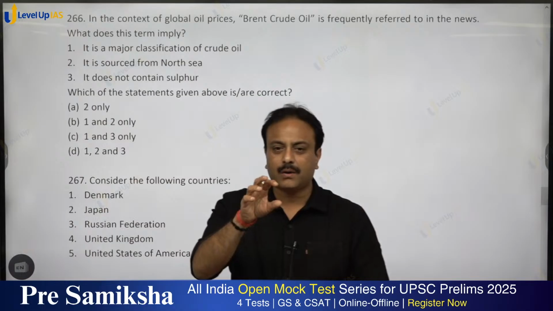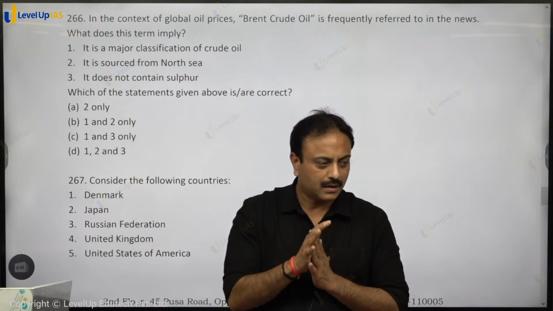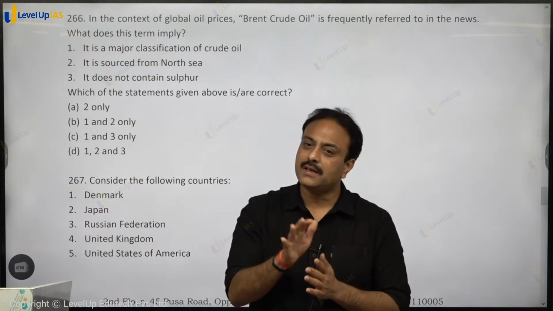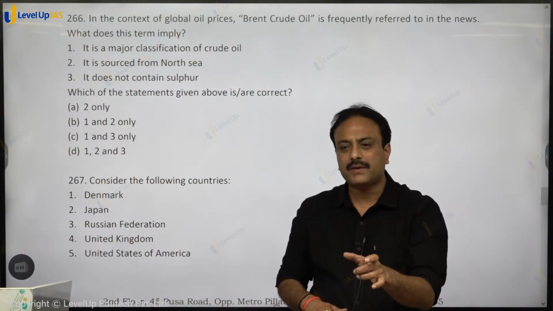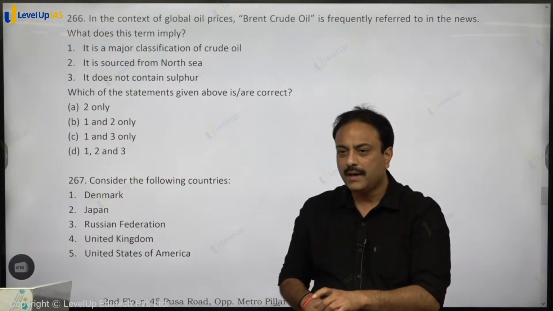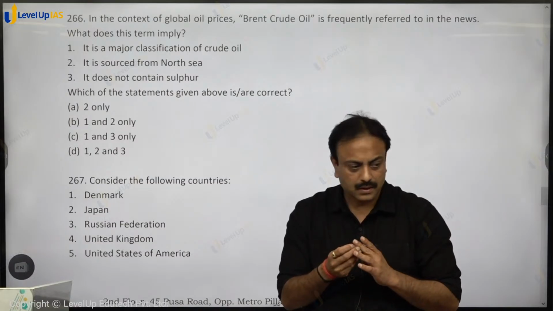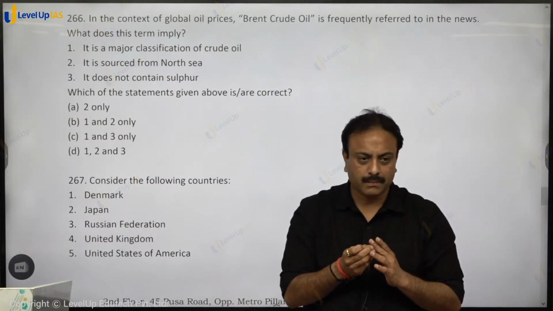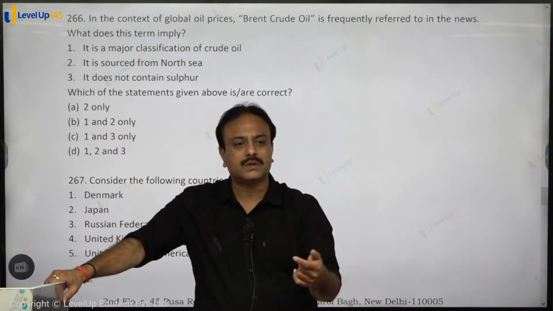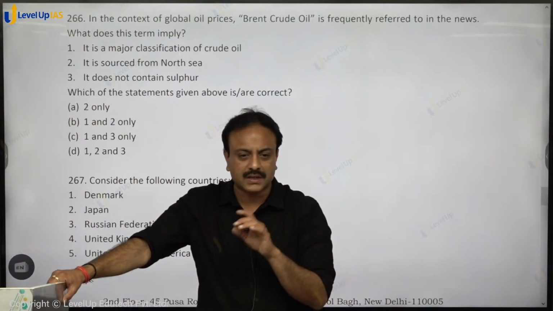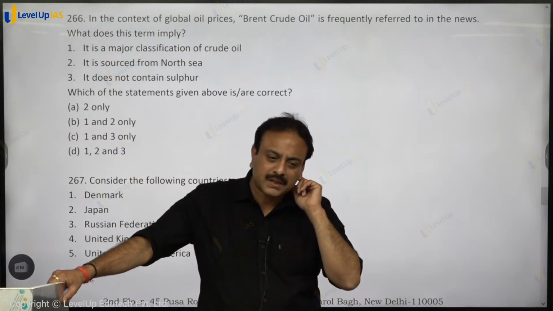Brent crude oil is an oil field. It is in which place? Brent crude oil is in the North Sea. There is an oil field over there, and the name of that company is Brent crude oil. What is the relevance of Brent crude oil? The international importance of Brent crude oil is that it is used as a price benchmark by OPEC countries. So OPEC countries use Brent crude oil as a price benchmark, number one.